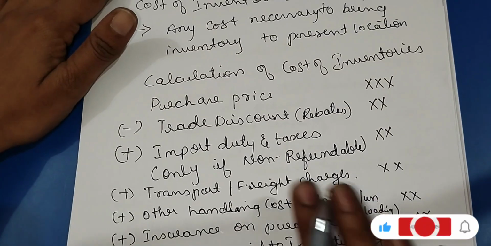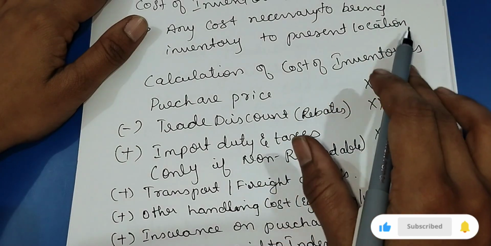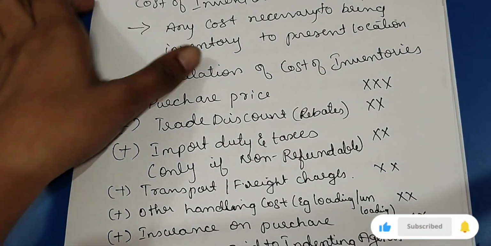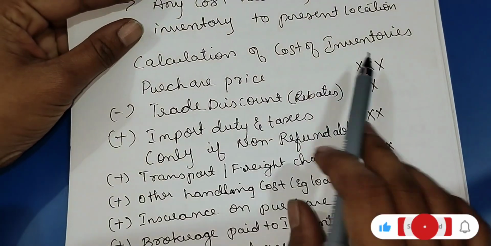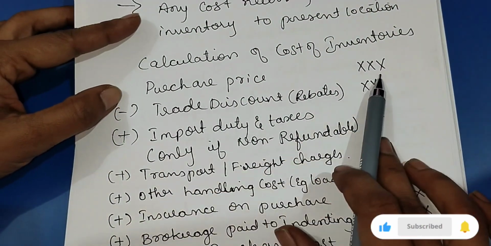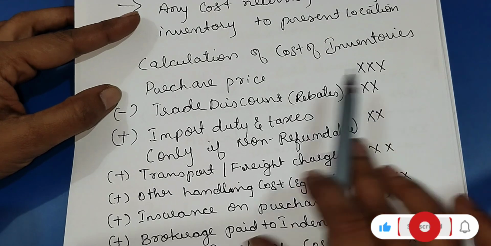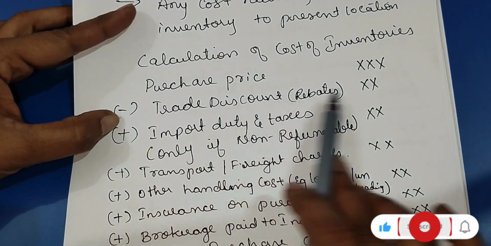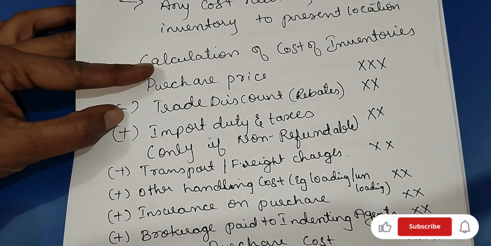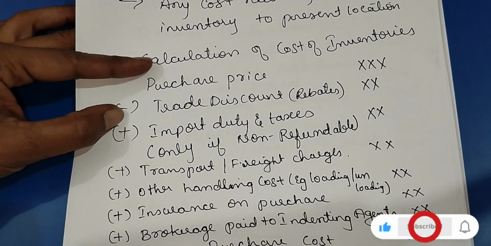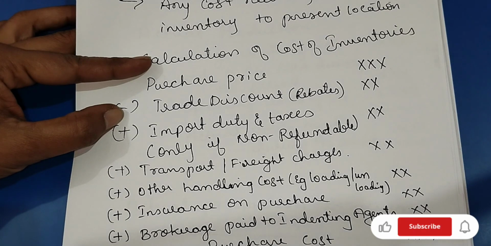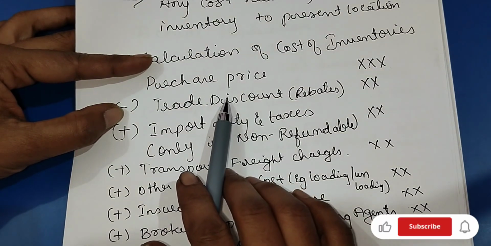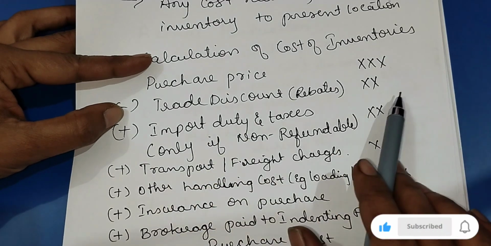So that is why you need to consider if any cost is necessary to bring the inventory to the present location. Okay. So how to calculate the inventories? Purchase price, whatever the material you have purchased. From this purchase price, you are deducting trade discount. If you have a cash discount, then we are not considering the cash discount because the cash discount will be shown in the profit and loss account. So here we are not considering it. Only trade discount will be considered.